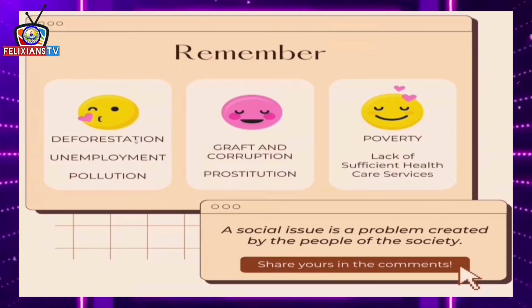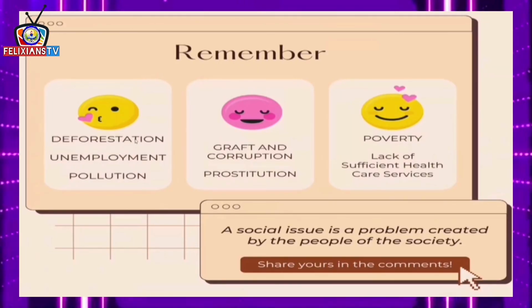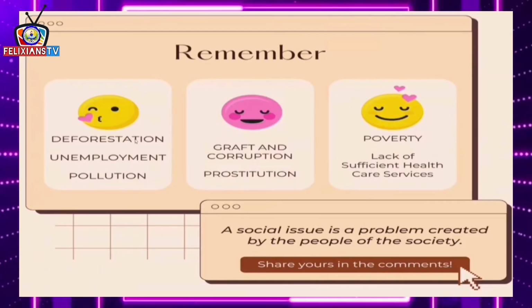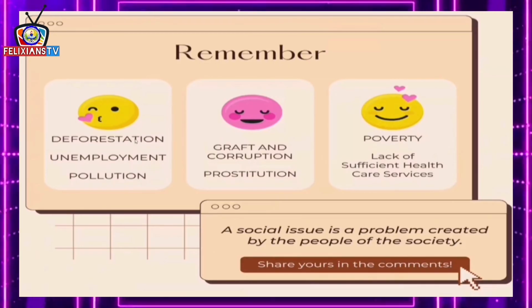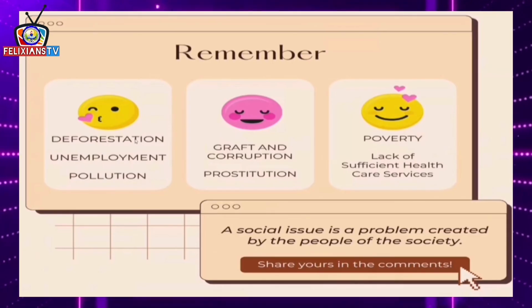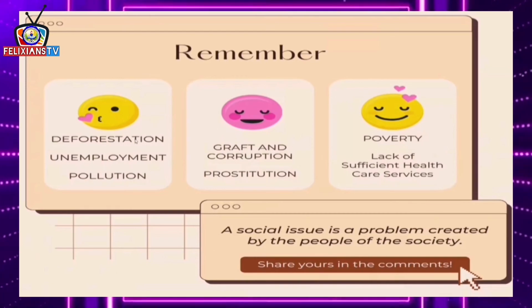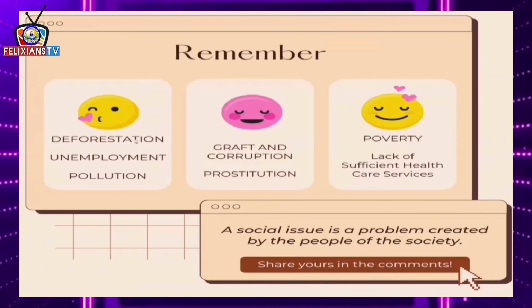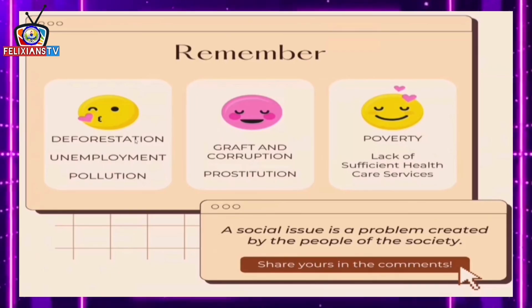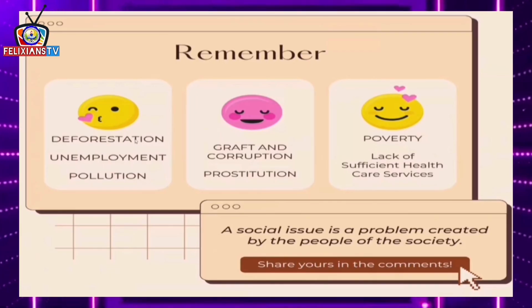Before we end this lesson, always remember, a social issue is a problem created by the people of the society, and it is a condition that at least some of the people in the community view as being undesirable. Your knowledge about what is going on in your surroundings can also allow you to do your part. When you are aware of what is going on around you, it is also possible that you will be prepared.